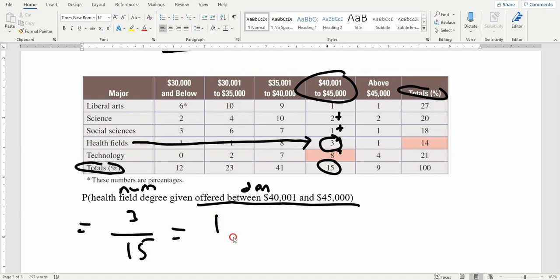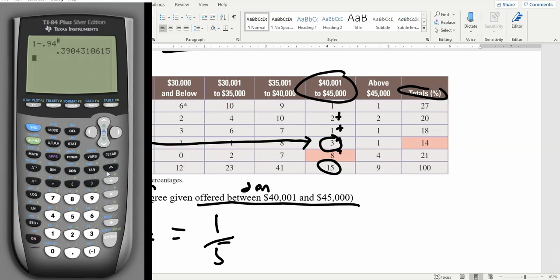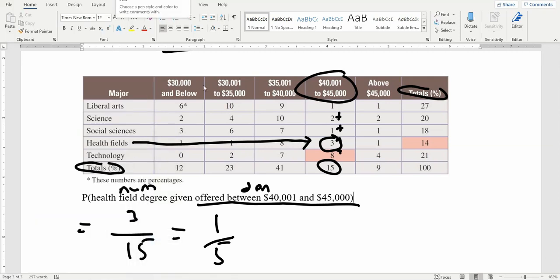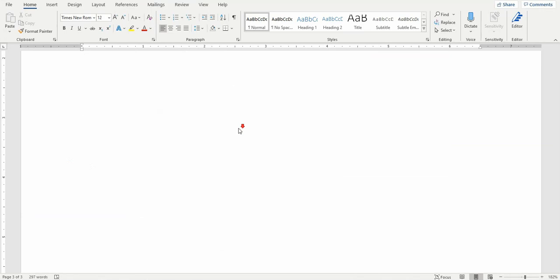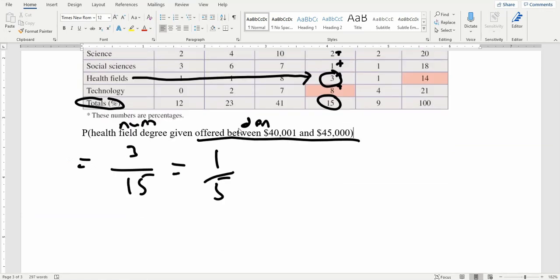And that reduces down to 1 over 5, because 3 goes in 3 once, 3 goes in 15 5 times. If you've watched the other videos, you know that if you do 3 divided by 15 in the graphing calculator and hit math enter, it will reduce for you. And I do believe that's the last example. As always, if you have any questions, please let me know.